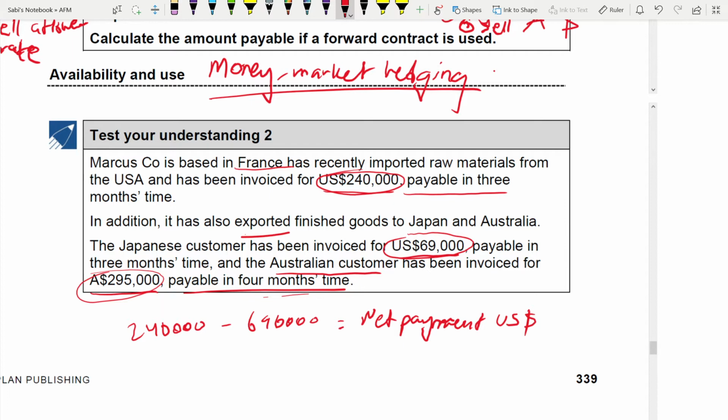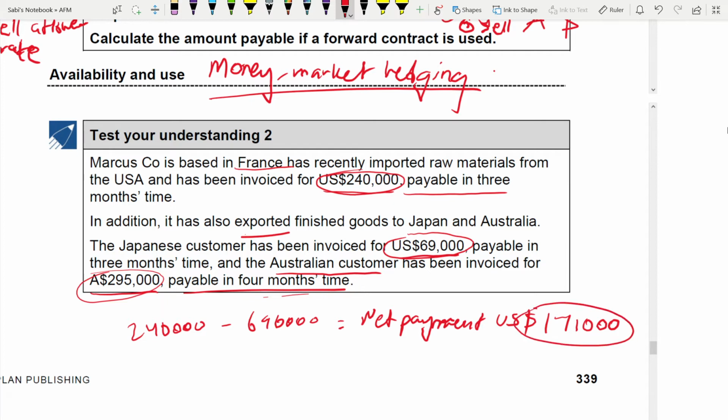240 minus 69. Okay, 171,000. Okay, the next one. What about this one? 295,000. You leave it as it is. So now there are only two transactions. One, this one, is a net payment and this is a receipt.